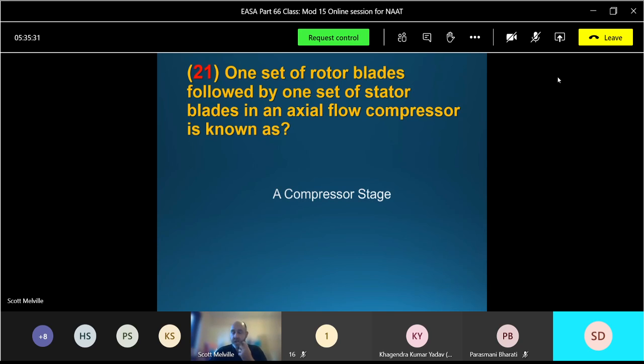Yeah, stage. Good. A compressor stage. So one set of rotors followed by one set of stators is a stage. And likewise in a turbine, a set of NGVs and a set of turbine rotors, that's also a turbine stage in effect. Okay.